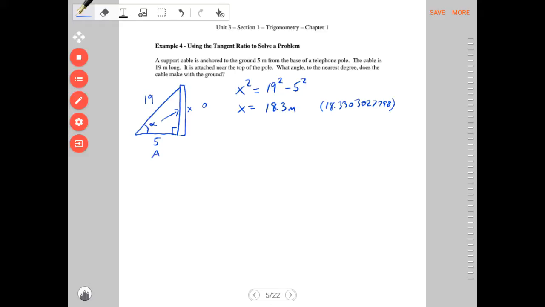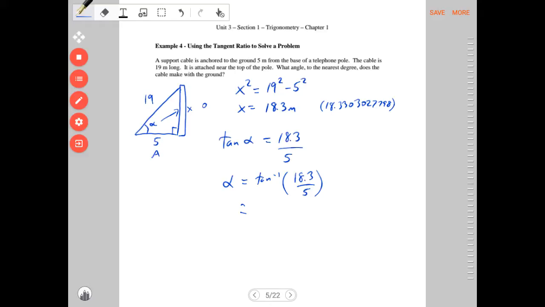Okay, first of all, though, let's figure out the tan ratio. So tangent of our angle, that's opposite divided by adjacent. So that's the 18.3 divided by 5. Okay, and then we're going to arctan that. So alpha equals arctan of 18.3 over 5. Now, I don't want you guys just to type that in. That's kind of a big deal, so please don't do it.